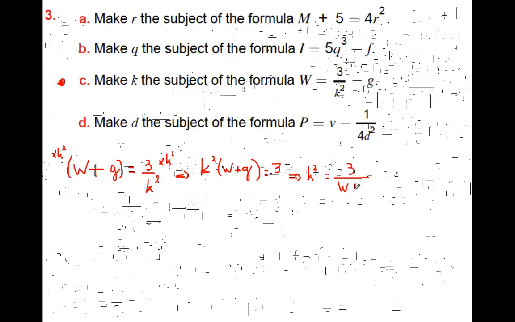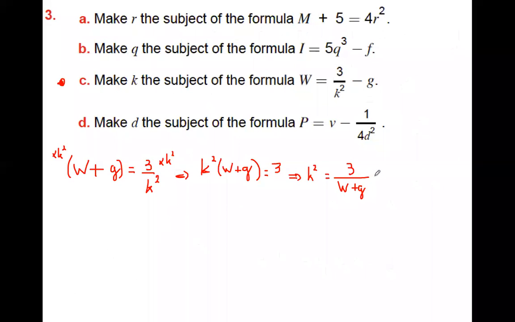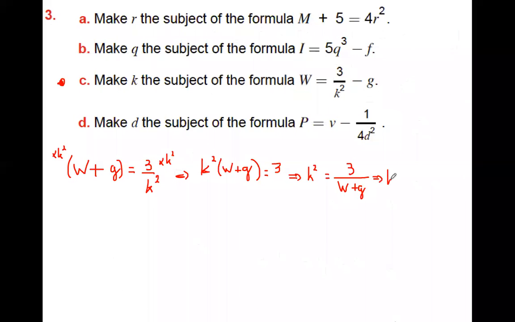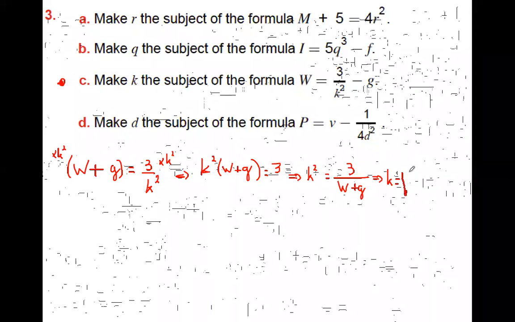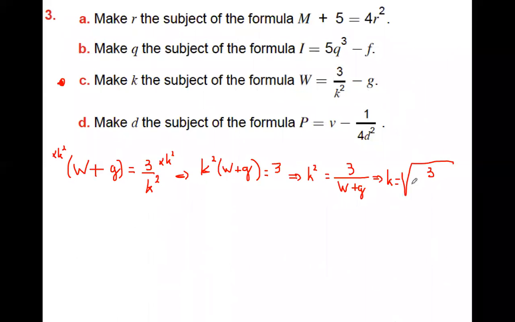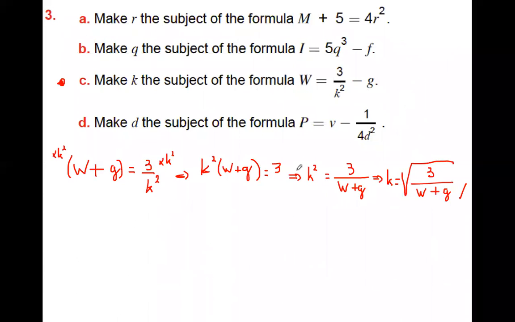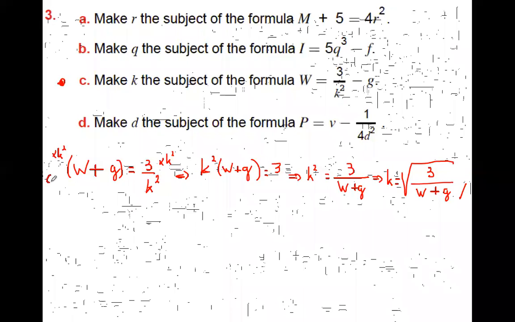Yeah? Yep. And now, how do I get rid of a square? Square root both sides, yeah. That becomes K equals, again, square root right up from the top to the bottom, 3 divided by W plus G. That's us, we've changed the subject. And we got K as the subject, which was the question there. Make K the subject.